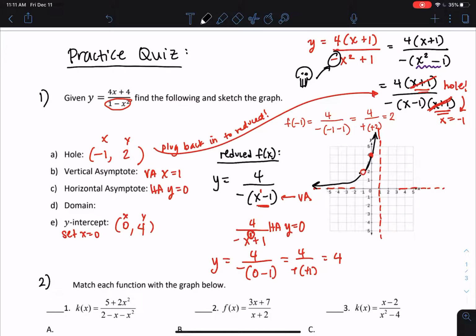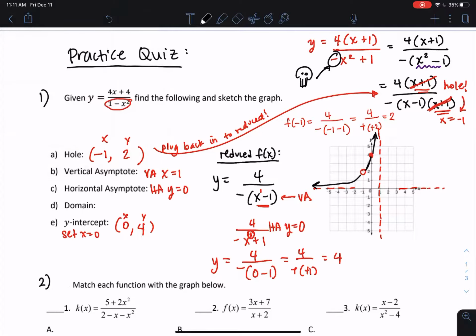Okay, and it can't go like this because we know it has to get closer to the asymptote. So it's got to hug the asymptotes. Now you might be wondering, well, what about this side of the graph? We need to figure out where the function is, whether it's above, it could look like that, or if it's below, it could look like that.